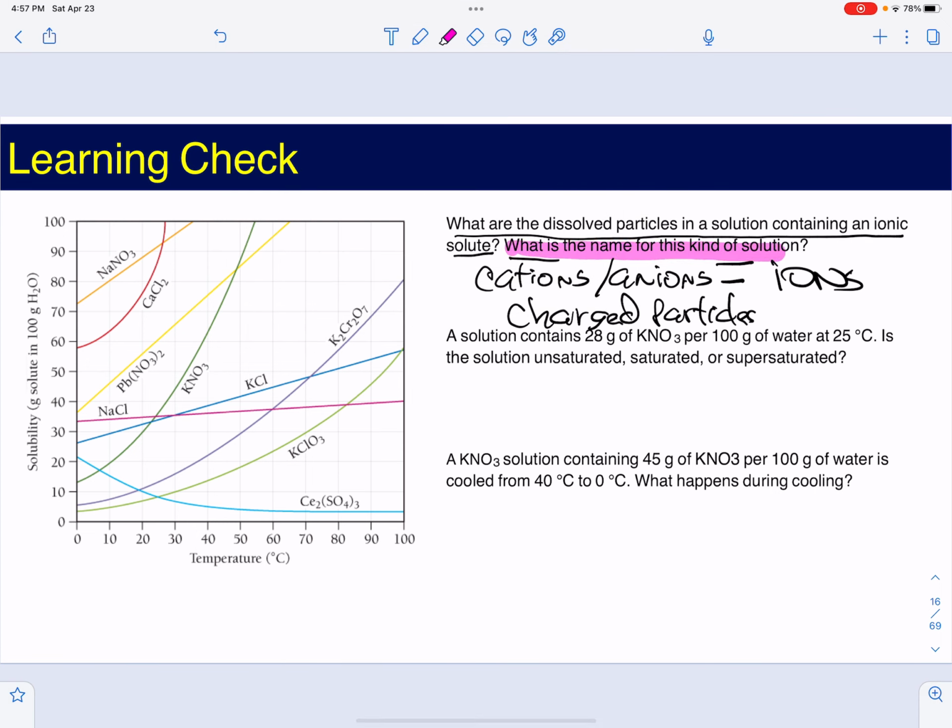What is the name of this solution? When you have a solution that is made out of ions, we're going to call that an electrolyte. So an electrolyte is going to be a solution that contains ions.